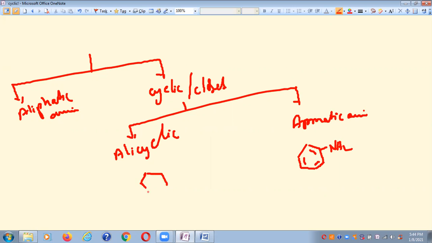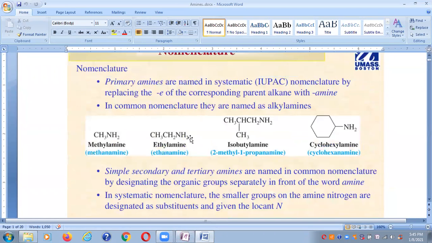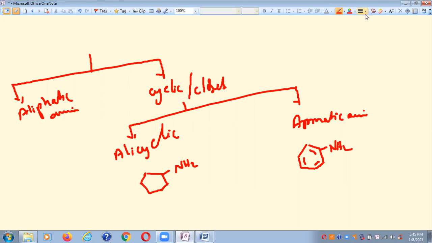So this is alicyclic. It may or may not contain multiple bonds. If it doesn't contain multiple bonds, we can say saturated alicyclic. So this is cyclohexane amine. So this is about the classification of amines. This is aliphatic, these are aliphatic amines, this is alicyclic, and this is aromatic amines. Here, in the second case, the substituent is attached to which one? Carbon atom.